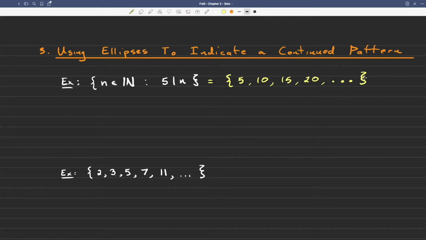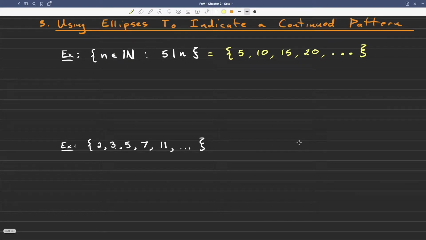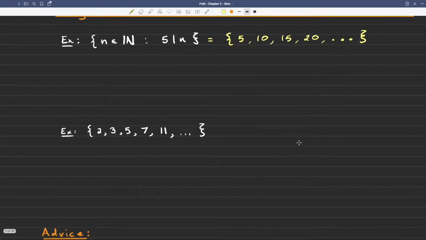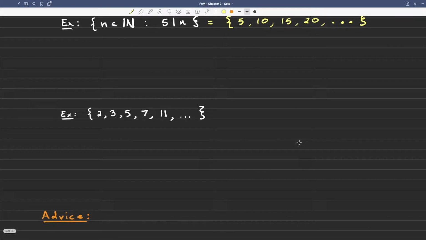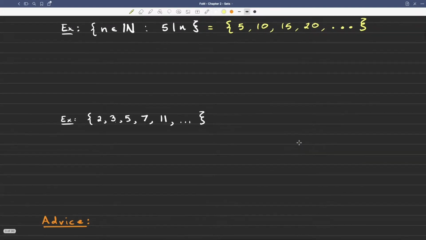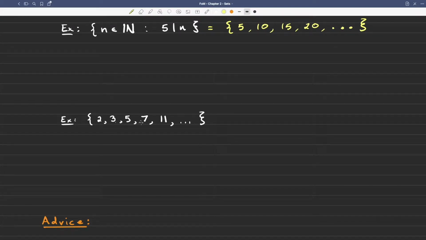You just want to be careful. If the pattern isn't clear, or if the pattern is super complicated and it's like one of these genius tests to figure out what the pattern is, then probably that's not the right notation that you want to use. In the second example I have here, maybe that pattern's clear enough. Like, to me, I'm thinking, well, they probably mean a set of prime numbers. But maybe I'm just misreading it.